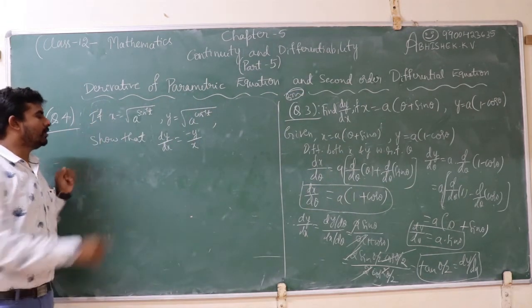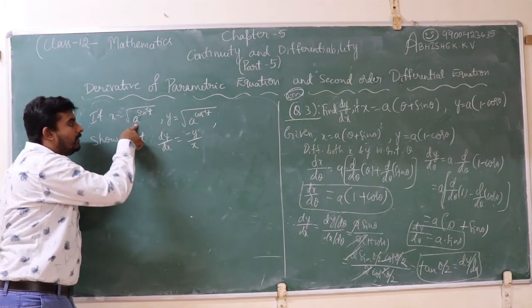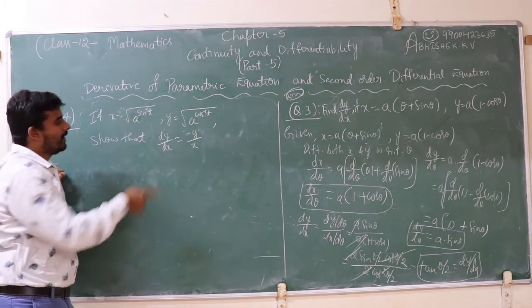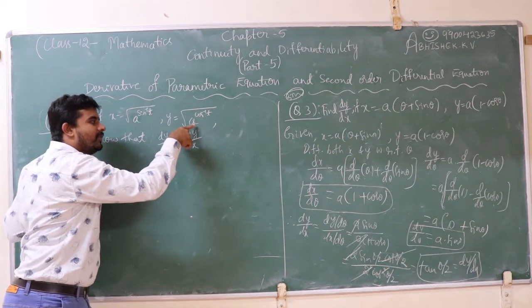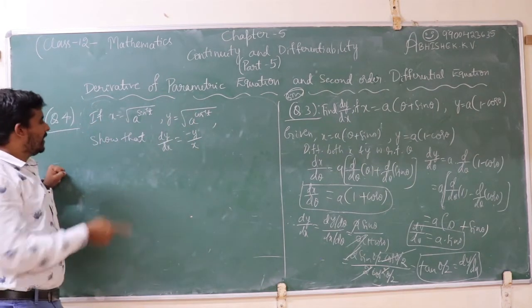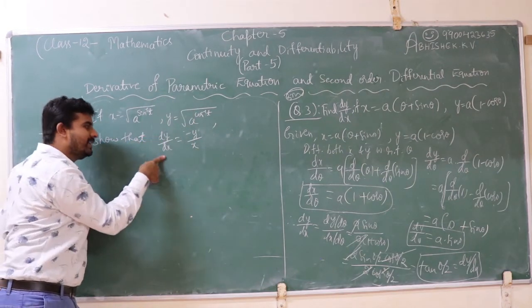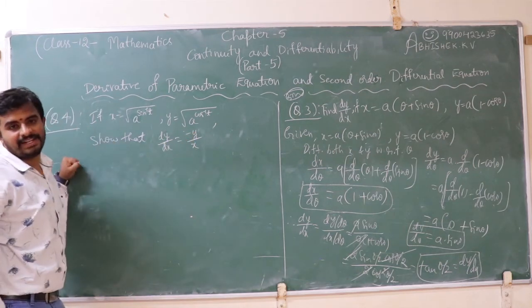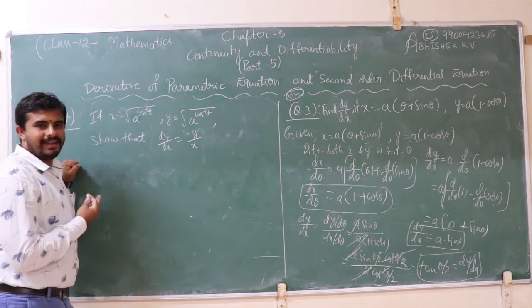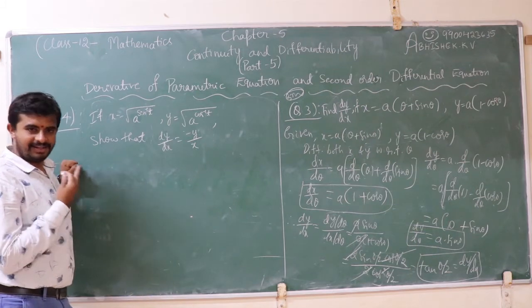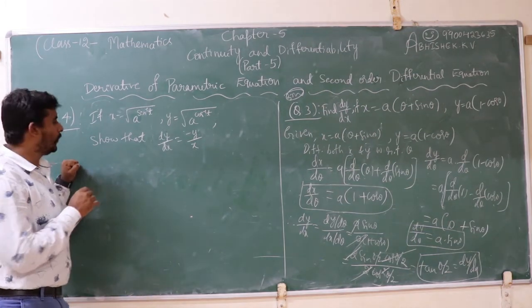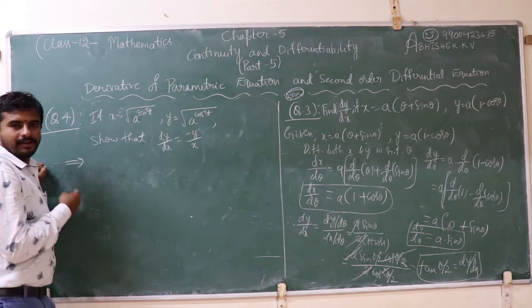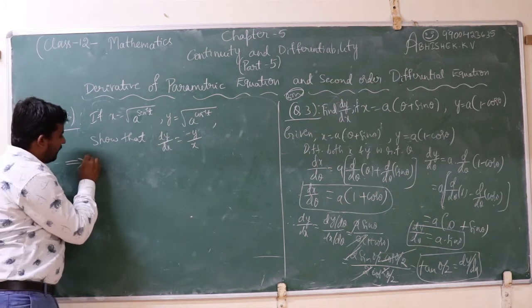If x is equal to square root of a to the power of sin inverse t, y is equal to square root of a to the power of cos inverse t, show that dy by dx is equal to minus y divided by x. It looks like a very difficult problem, but it is very easy when we are going to use this method.